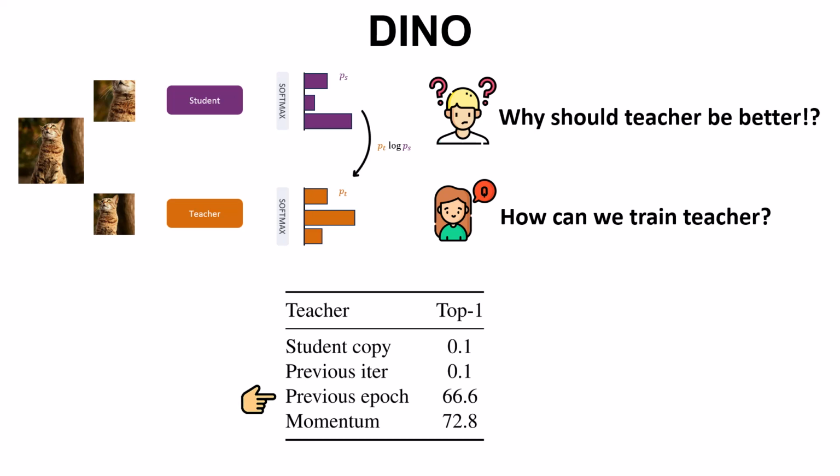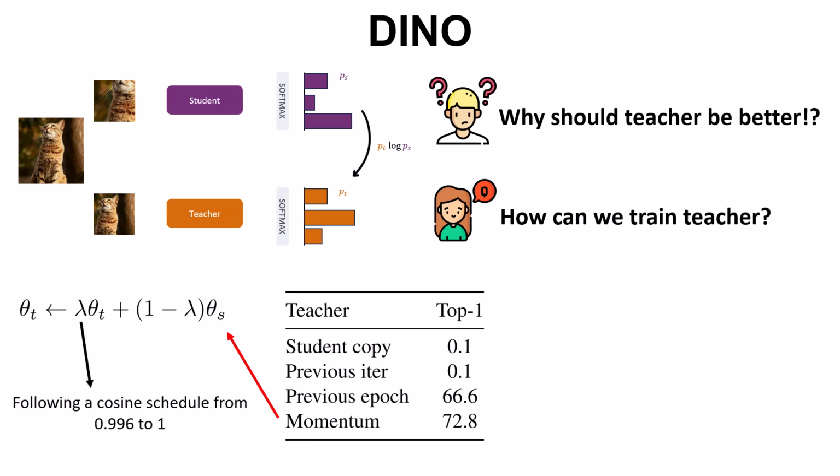And that's the reason why they are using momentum at the end, which is this exponential moving average formula that we also see in the MoCo paper, that the new teacher weights are lambda times the current teacher weights plus 1 minus lambda times the student weights. So this lambda is a value very, very close to 1, and in fact, it follows a cosine schedule from 0.996 to 1, and that basically means we slowly update the teacher weights and get some information from the student weights.